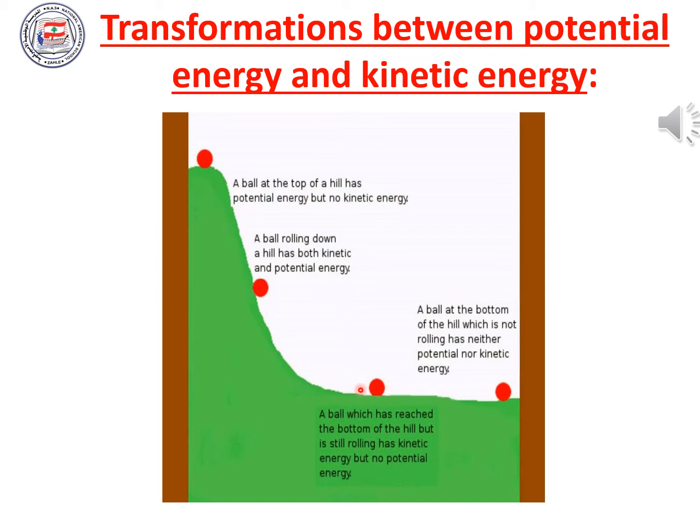When the ball reaches the bottom of the hill but it's still moving, when it's still rolling, it has kinetic energy but no potential energy because it is at a low point. Then when the ball is at rest, and it's not moving and it is not at a high point, it has no potential energy and no kinetic energy.